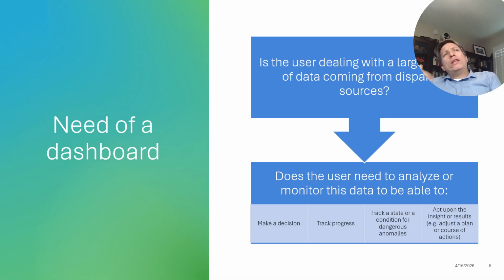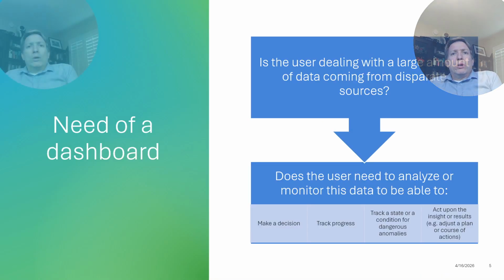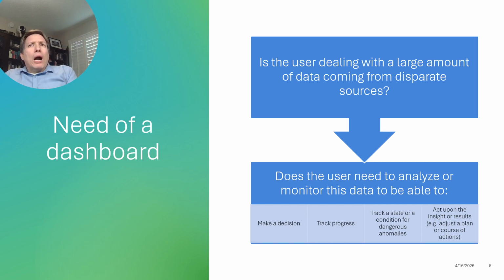Then when we ask when do we need a dashboard, basically we need to identify: is the user dealing with a large amount of data coming from different sources that we need to aggregate, and that data is going to be used to make decisions or to track progress, or to track the state or condition of a dangerous condition and look for an alarm, or we want to act when we have some insight or results? When we answer yes to any of these situations, then we say that we need a dashboard.